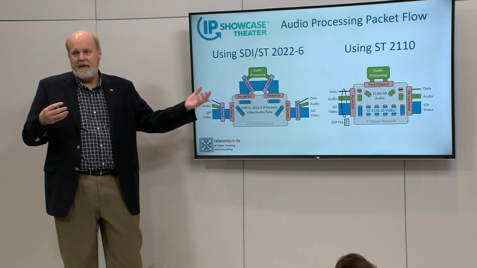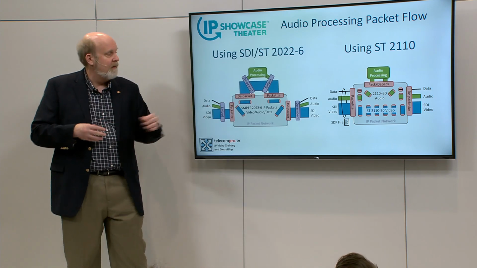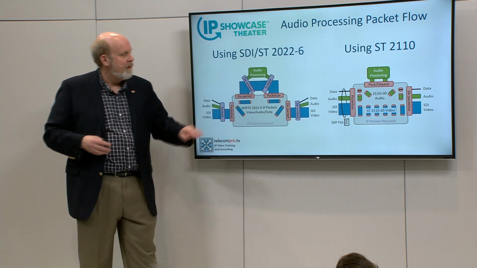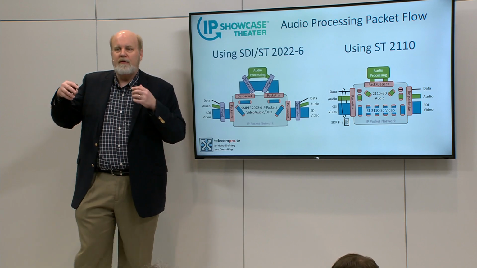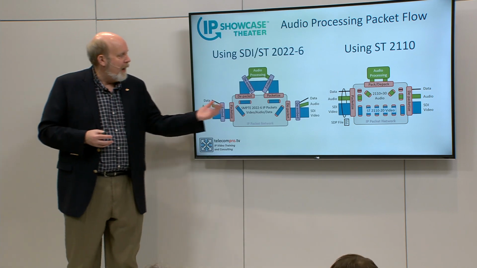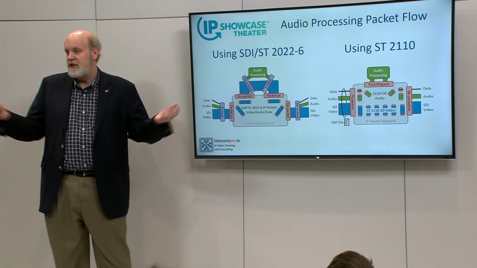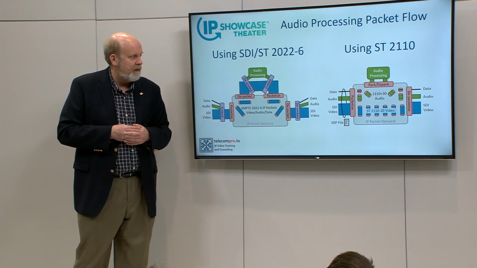We have to process it. Then we need to re-embed it, so we put that back into the SDI, then we need to repacketize it and send it along its way. So if I'm an audio processing device here, and I want to handle 2 channels of audio, I might have to have a 1.5 or a 3 gigabit input just to be able to get access to the audio signals I need to work with.